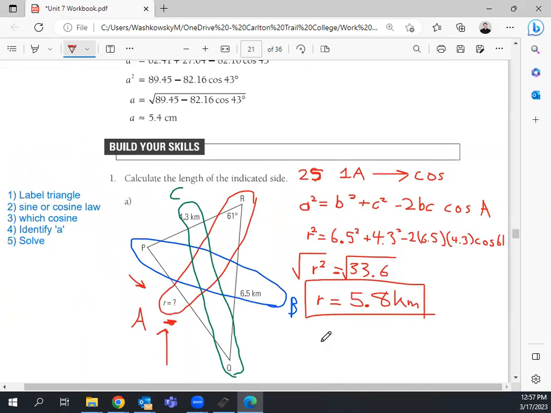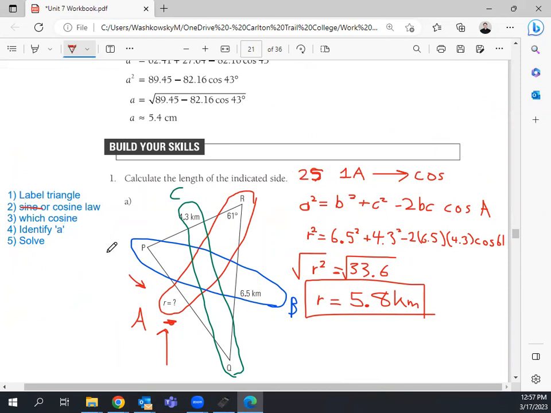But again, just to go back into my rules here, we labeled our triangle with our opposing pairs, of which there were none. Because there's no opposite pairs, I then know that I have to use the cosine law. Because I'm trying to find a side, I know I need to use the one that solves for sides. I figured out what A was because A is what I'm trying to find, and then I just plugged it in and I solved it.